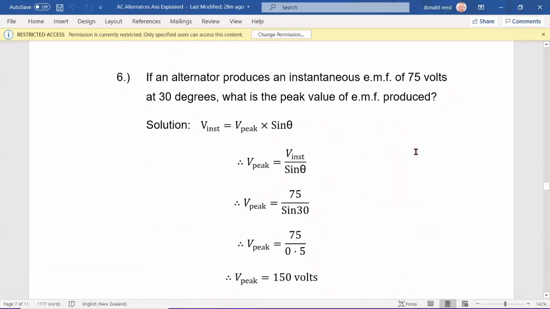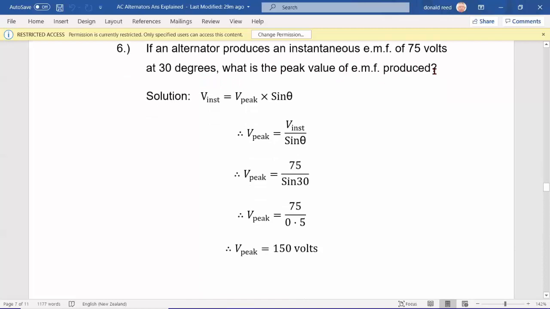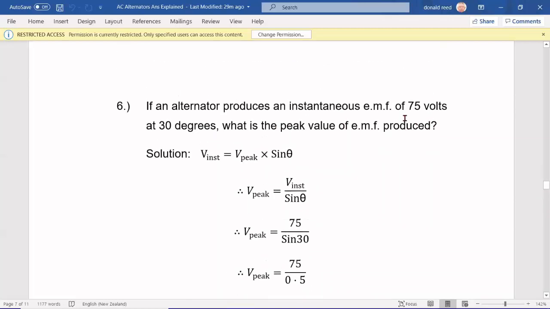Okay, let's have a look at this one. If an alternator produces an instantaneous EMF of 75 volts at 30 degrees, what is the peak value of EMF produced? So if it's 75 volts at 30 degrees, we know that at 90 degrees, it's going to be more than 75 volts. So bear that in mind.